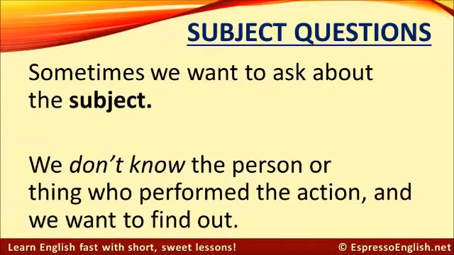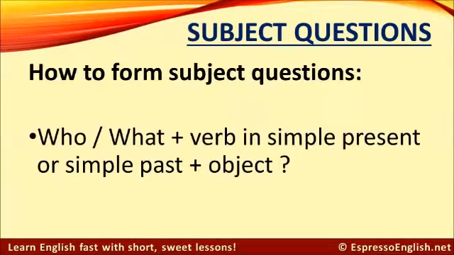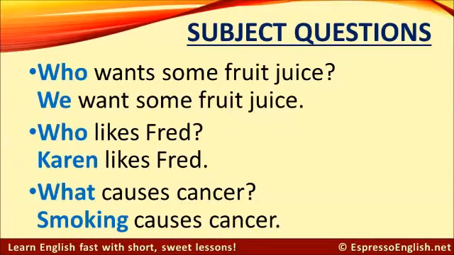But sometimes we want to ask about the subject. We don't know the person or thing that performed the action, and we want to find out. This type of question is called a subject question, and subject questions do not use the auxiliary verbs do, does, and did. To form a subject question, use the question word who or what, plus the verb in the simple present or simple past, plus the object. Let's look at some examples.